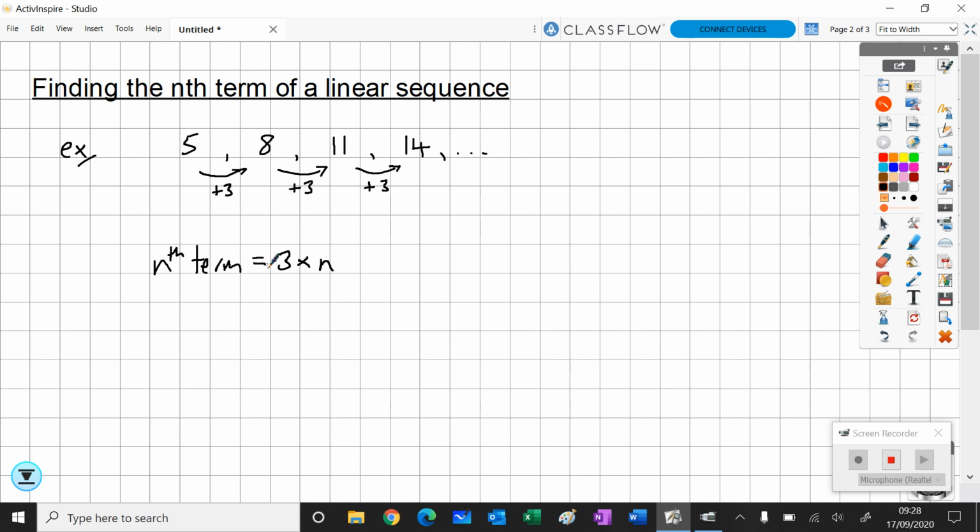Because that would give me 3, 6, 9. And I want 5, 8, 11. Now, a little bit of thought will tell you that we should add 2 onto the 3 times table. We should make it 2 bigger than the 3 times table. However, there is another way of thinking about it.